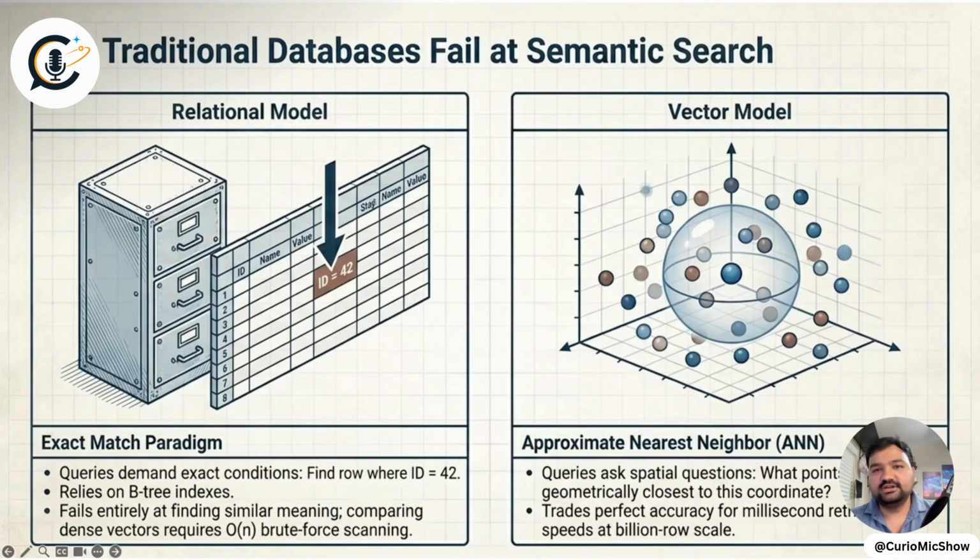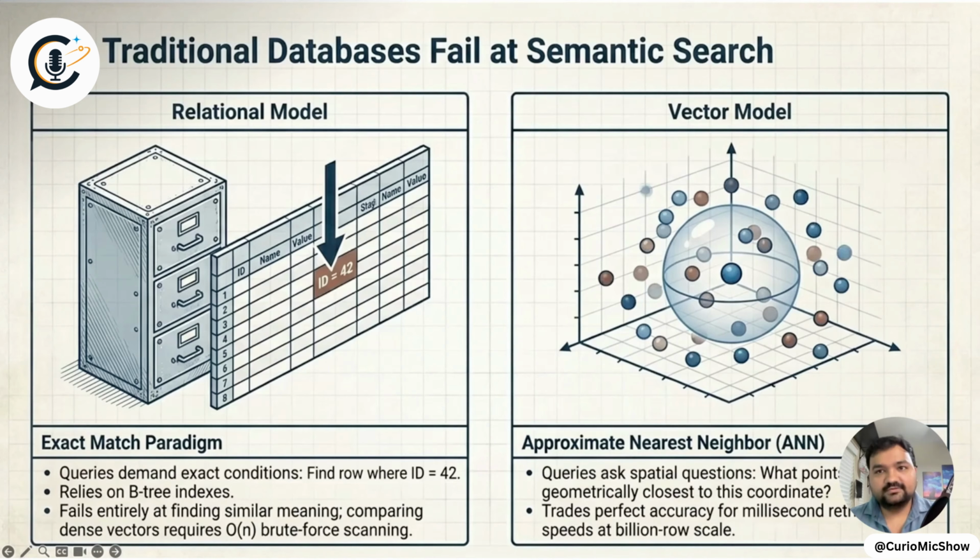So why do traditional databases fail at semantic search? They are excellent at exact search. Find the row where the ID equals 42, find products where the category equals electronics, find users created after a specific date. That is the relational model, but semantic search asks a different kind of question. If asked which documents are conceptually closest to this query, a traditional B-tree index is not designed for that. If you try to compare dense vectors using brute force, you may have to scan every vector one by one. That becomes impossible at large scale.